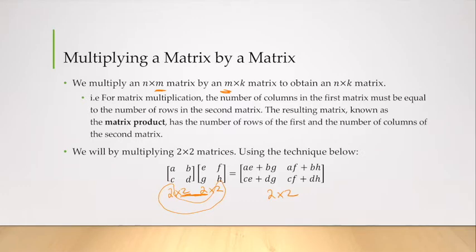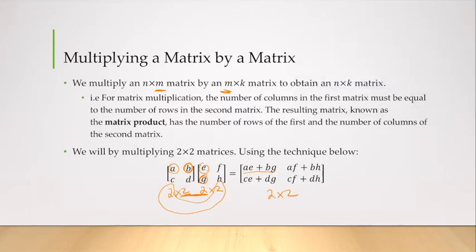So how do I multiply matrices? What I do is I take the first entry in the first row times the first entry in the first column, and I add that to the second entry in the first row times the second entry in the first column. So I'd get A times E plus B times G. Now I do the same thing again.